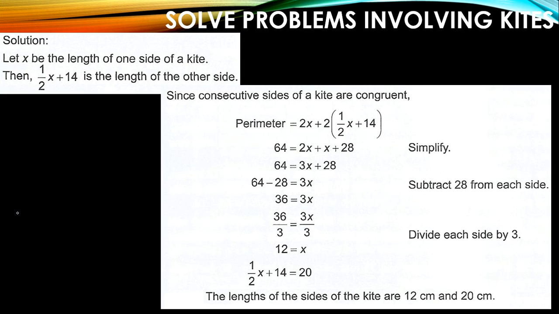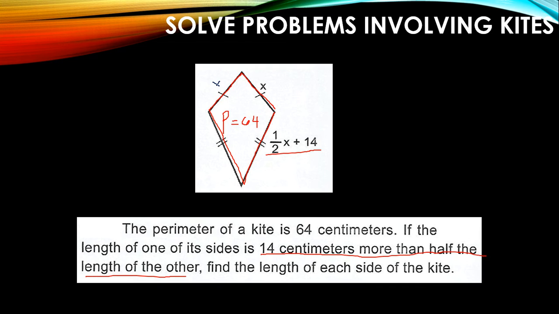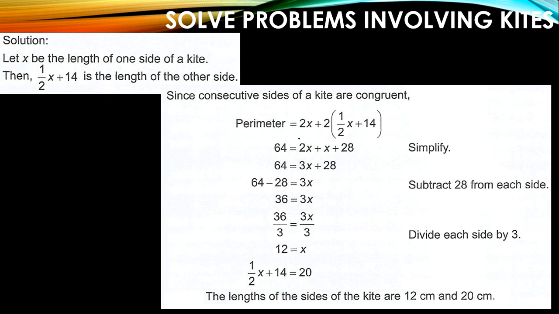If you analyze the given illustration, we have x, then x here, 1/2 x plus 14, and this one is also 1/2 x plus 14. Since the perimeter is the sum of the 4 sides of the kite, it is x plus x plus 1/2 x plus 14 plus 1/2 x plus 14. But since that is long, we can make it shorter: 2x plus 2 times (1/2 x plus 14).